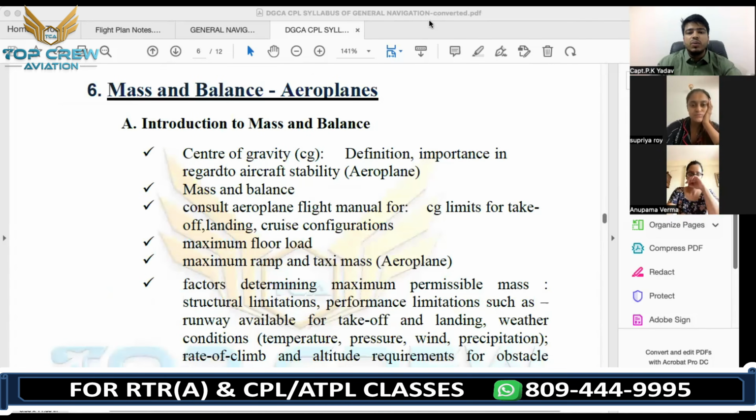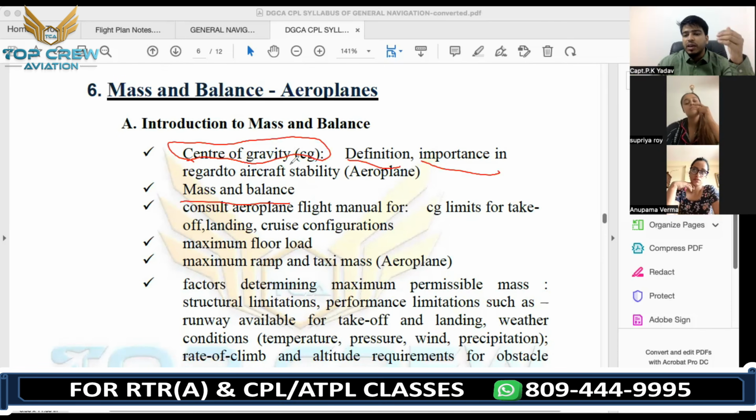Mass and balance, we would understand what is CG, center of gravity, its definition, importance. Mass and balance, like how do we calculate mass of luggage, of passenger, of aircraft, what is our maximum takeoff mass, what is our maximum landing mass, all right, because we can fly with the higher takeoff mass, but there are some certain limitations in landings, but we can go with the higher takeoff more than landing mass.